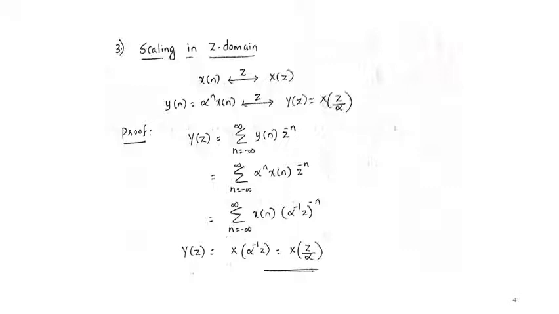Third property we'll discuss is scaling in the Z domain, which is also called multiplication by an exponential signal. To prove this, if x of n has Z transform X of z, then y of n we'll consider as alpha to the power n into x of n. So multiplying by an exponential signal, here alpha to the power n into x of n. Its Z transform is Y of z equal to X of z by alpha. And the ROC of x of n is R, and the ROC of y of n is alpha into R. So you multiply by a constant term alpha. Generally the alpha you will consider as less than 1 here.